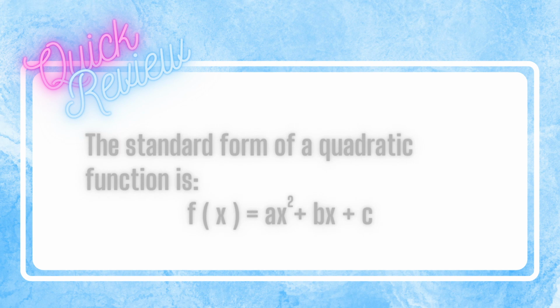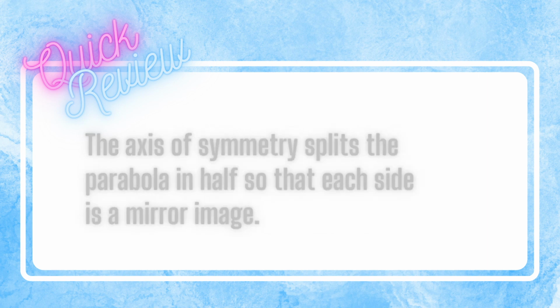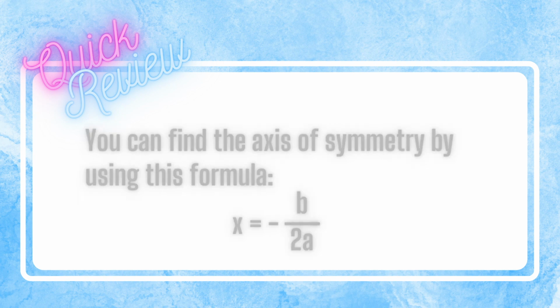So as a quick review, the standard form of a quadratic function is f of x equals ax squared plus bx plus c. Today, we use this to find the axis of symmetry. The axis of symmetry splits the parabola in half so that each side is a mirror image. And we can find the axis of symmetry by using this formula. X equals negative b over 2a.